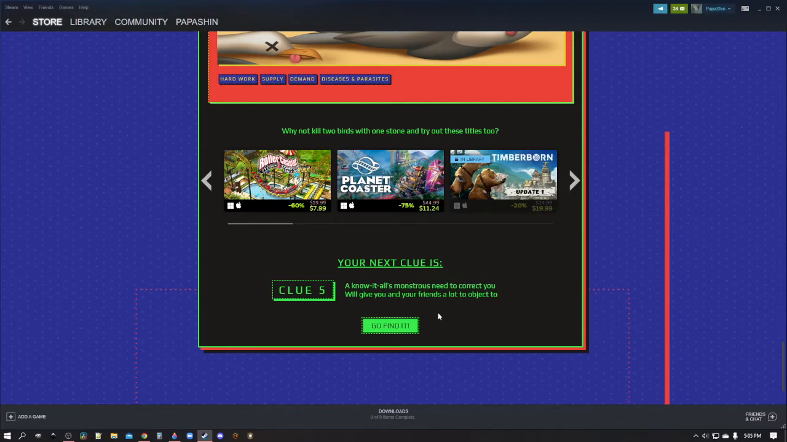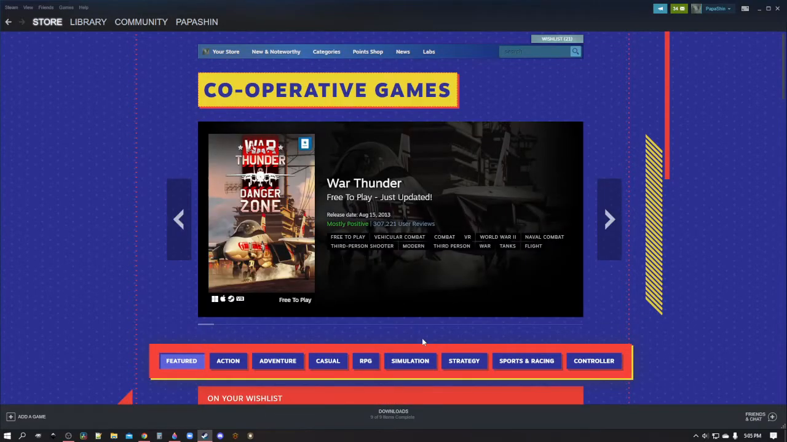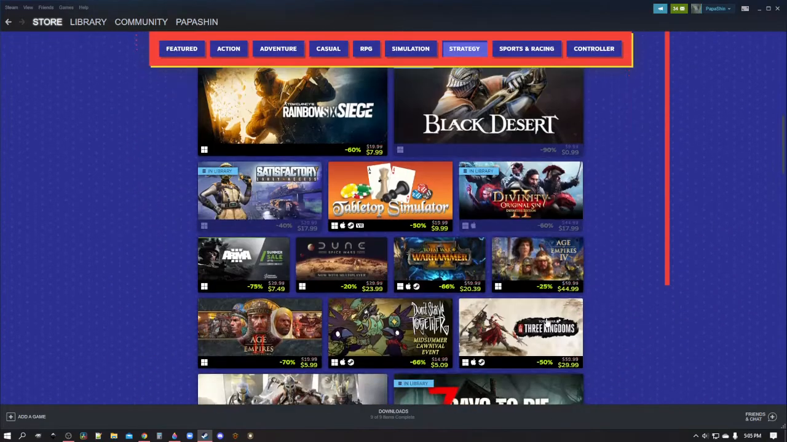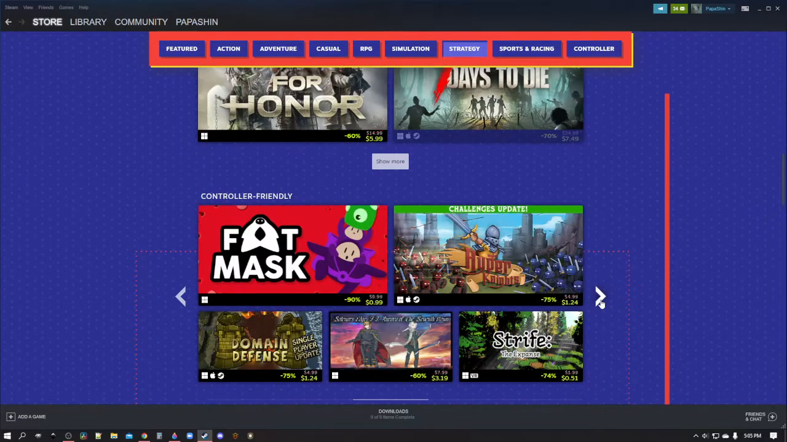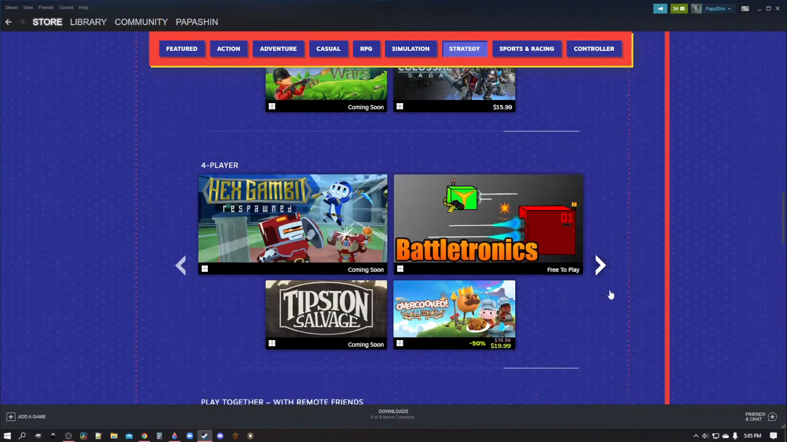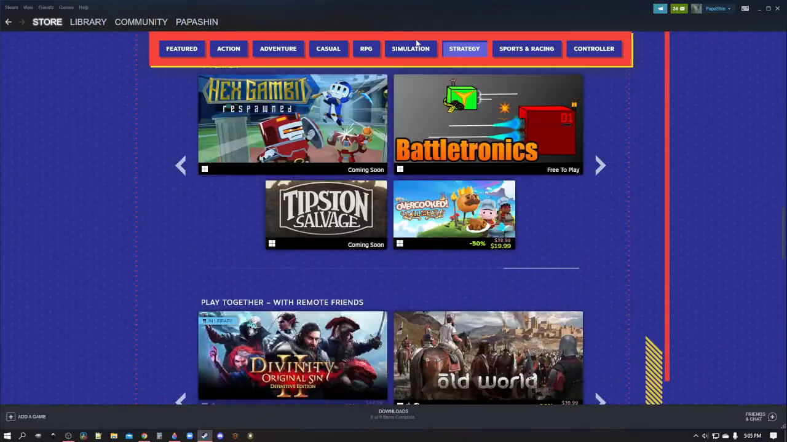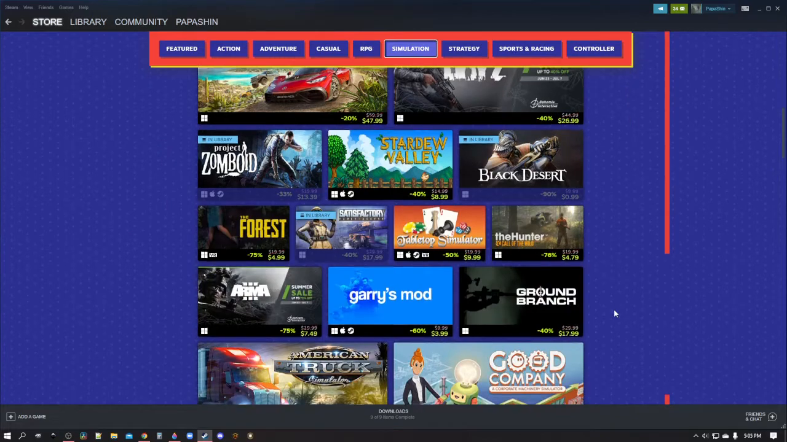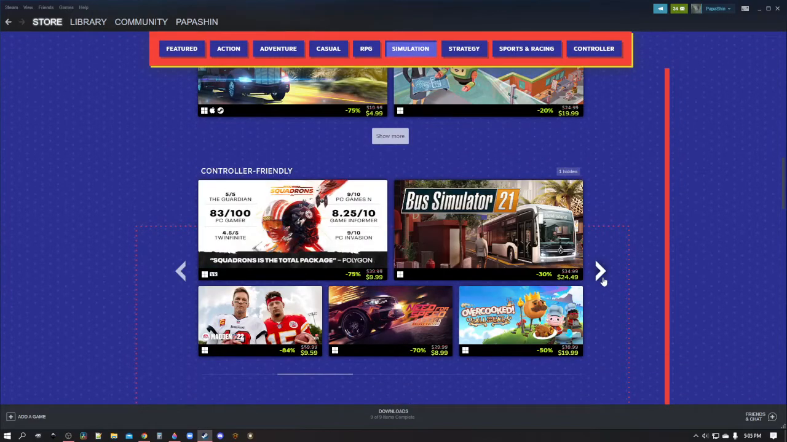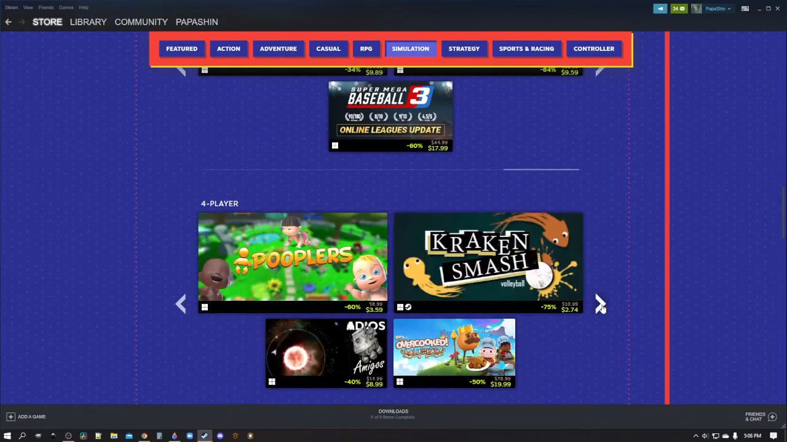I remember this one being a pain in the ass to find. We'll give you and your friends a lot to get to. I think this one was under strategy. I don't remember. All I know is that it's a Frankenstein game. It could literally be under any of these categories, by the way. That's why this one was the hardest one. Okay, it's not under strategy. It might be for you. I'll go under simulation. See if I can find it. Because I remember this one actually being a pain in the ass to find.